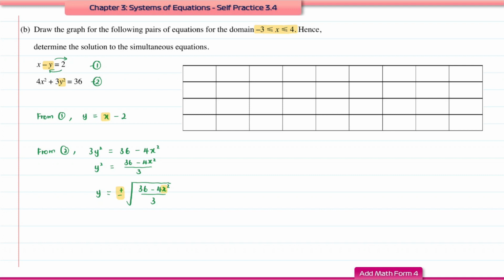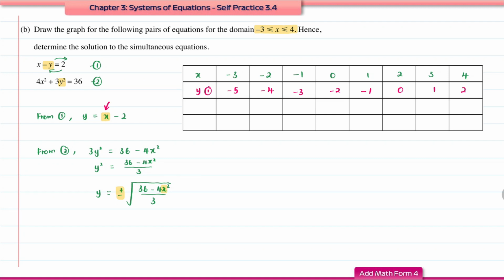So I already prepared a table here. For the x, we just put in negative 3 until 4. First let us find the coordinate y for equation number 1. If you put in negative 3 until 4 into the x here, you are going to get the value negative 6, followed by negative 5, negative 4, negative 3, negative 2, negative 1, 0, 1, and 2.